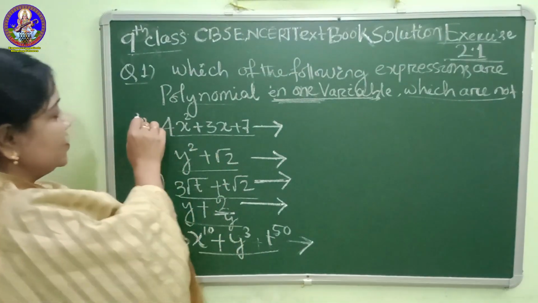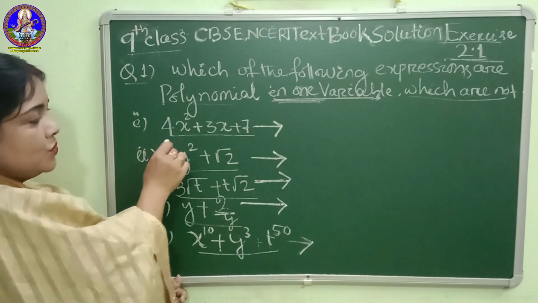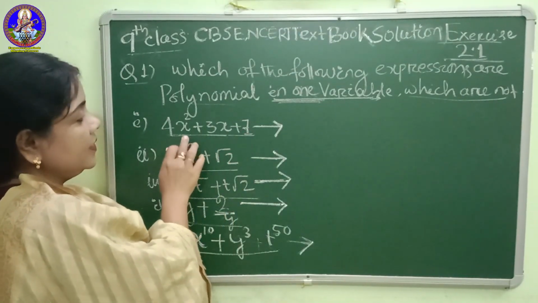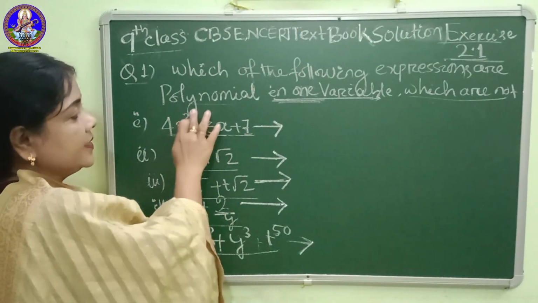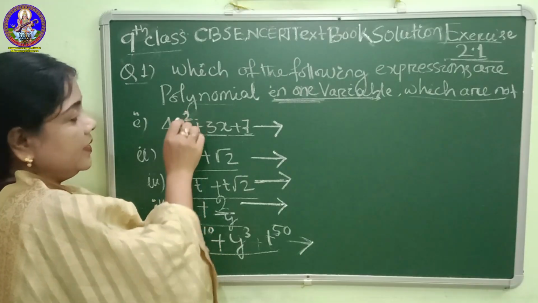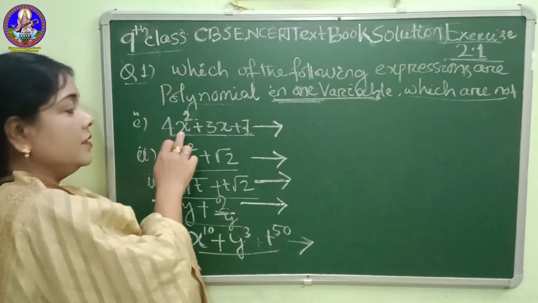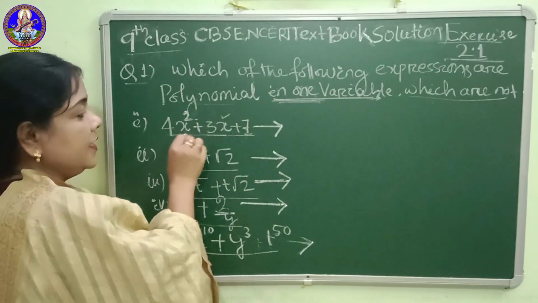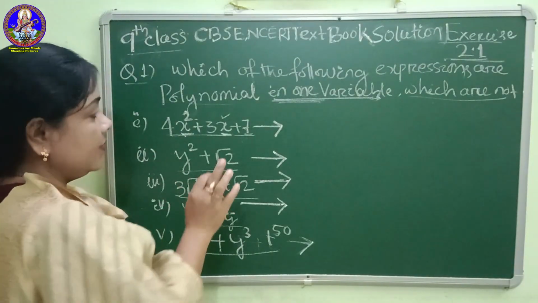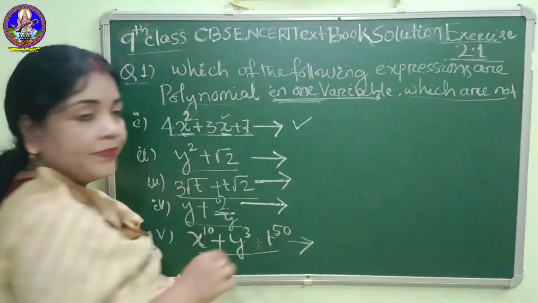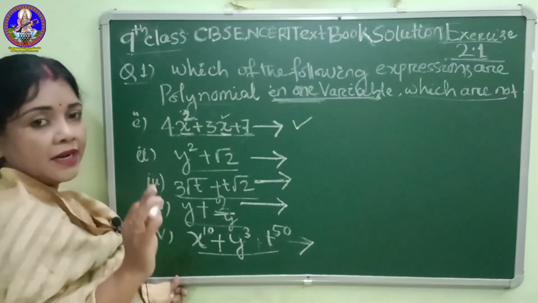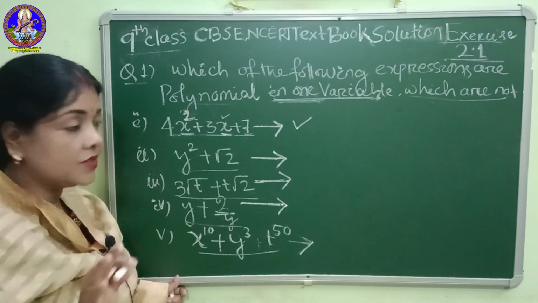So here the first expression is 1(i): 4x square plus 3x plus 7. So it is a quadratic polynomial. The expression has a single variable x, so that comes under one variable. So yes, it is a polynomial because the powers of the variable are non-negative numbers.